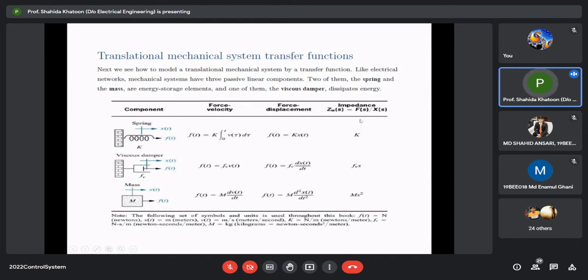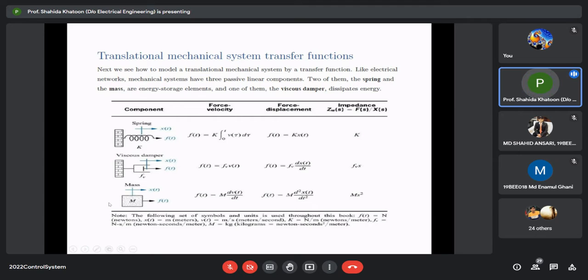Now if you find the impedance, then it will be f_v s. If you take the Laplace transform, it will be F(s) is equal to f_v s X(s), right, as we have done in the electrical systems. So the impedance in this case is f_v s.